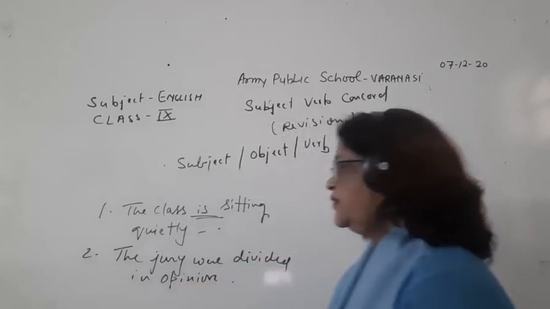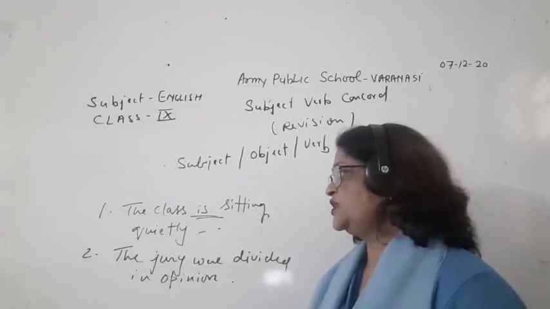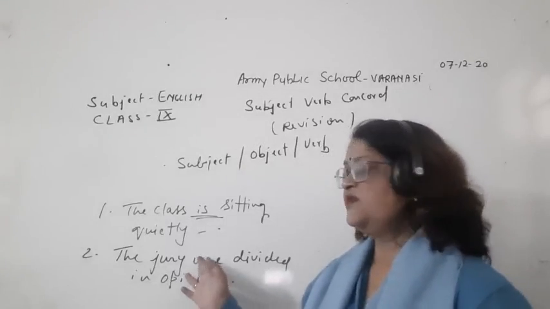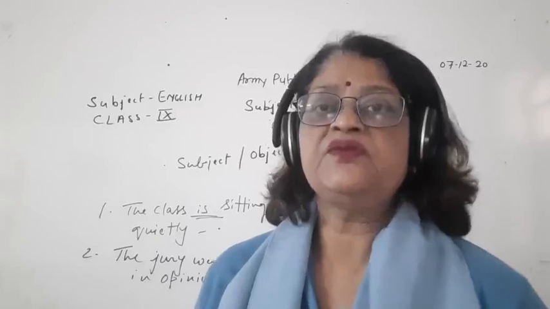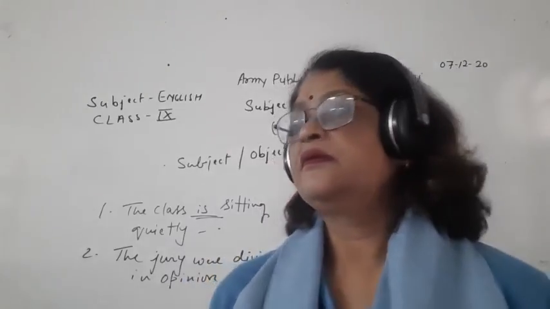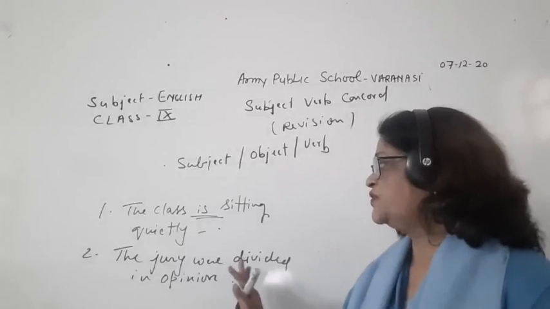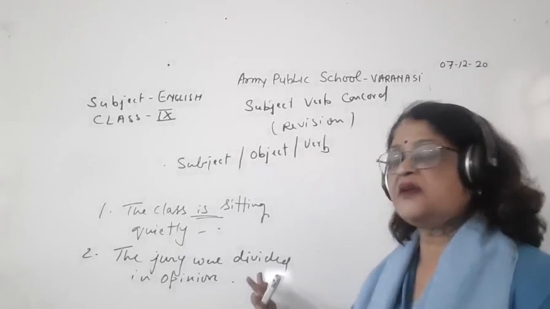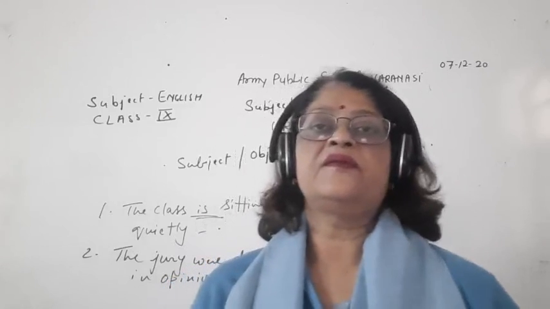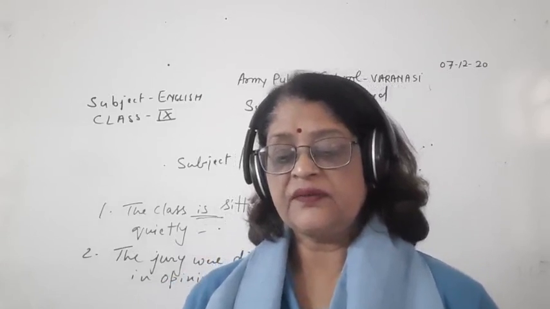When the jury's decision is one, the decision of the jury is one. But children, when it comes to the individual persons, when the different persons' opinions are there, then we will use the verb in plural. Okay. But when the decision of the whole group is one, then the verb will be singular.